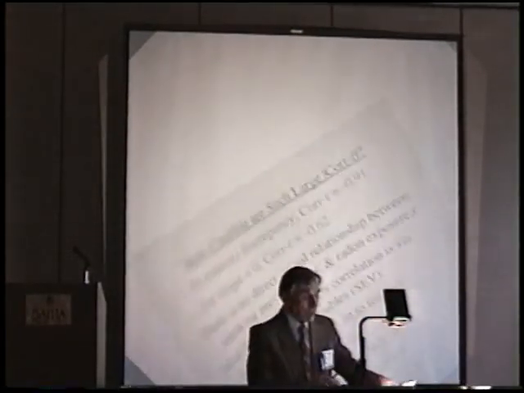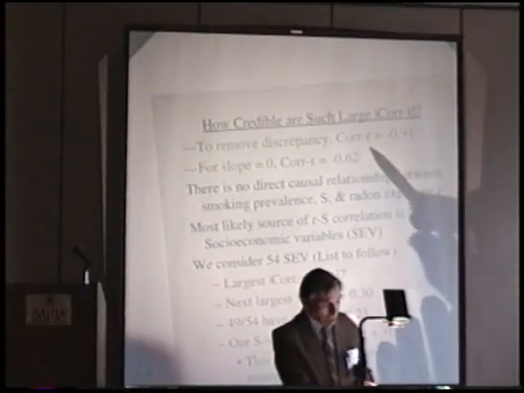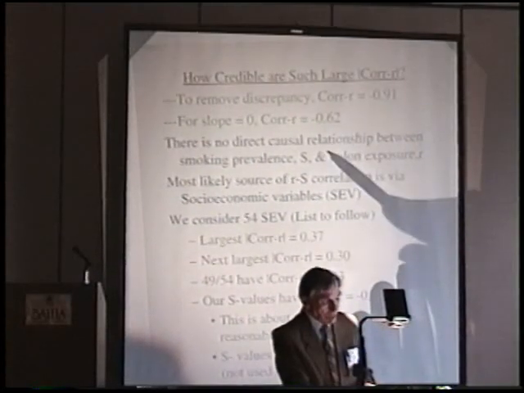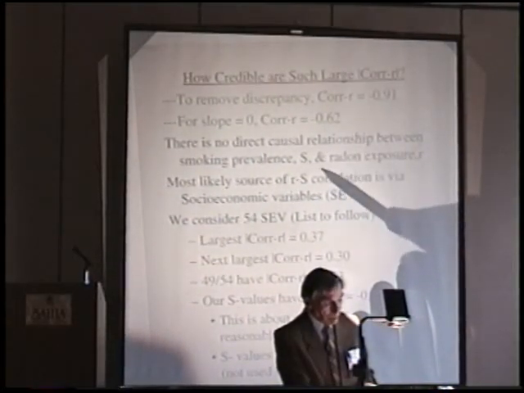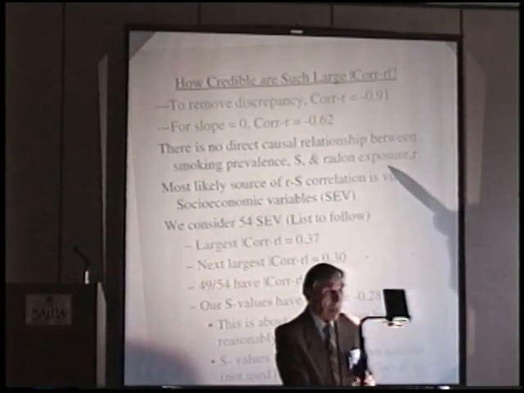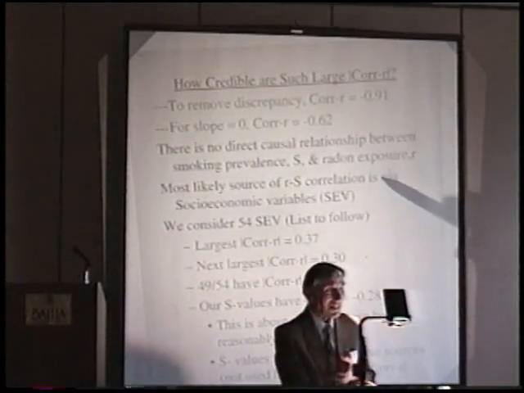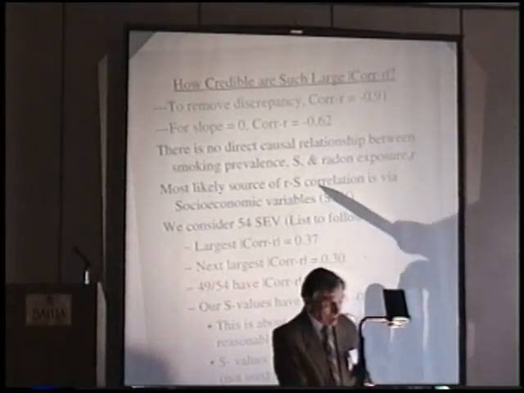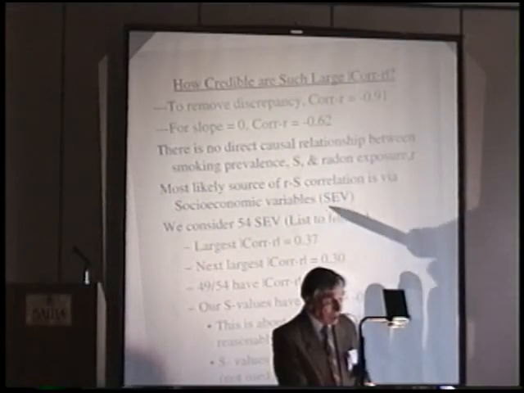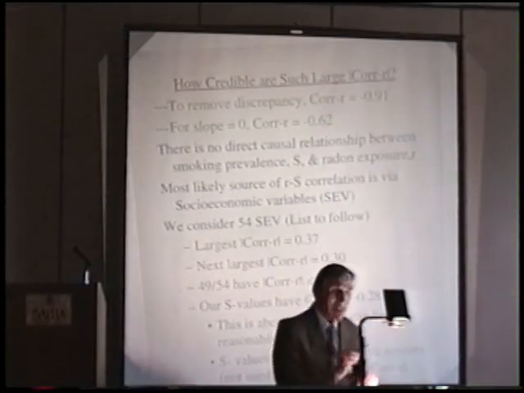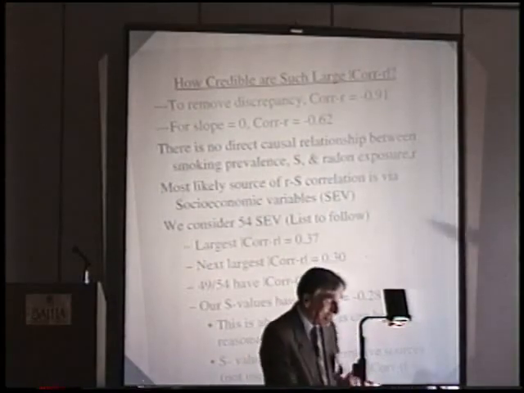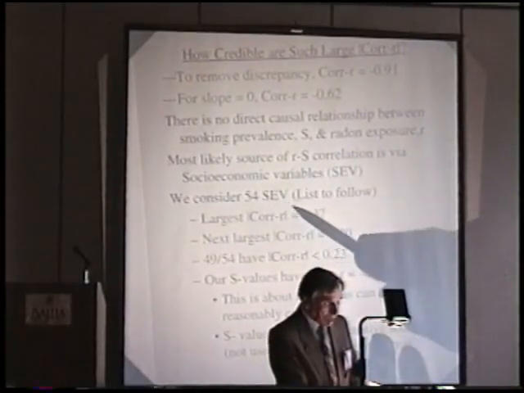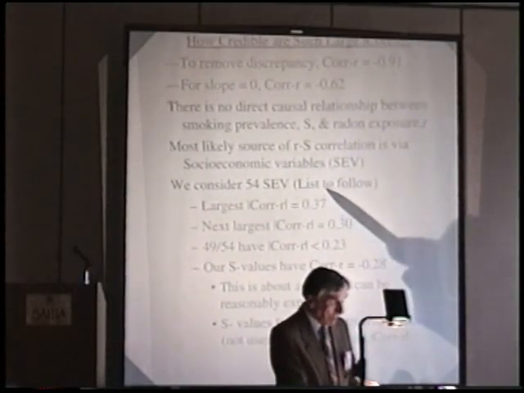So the question is, how credible is this correlation, such a high correlation, this minus 0.91? Now, there's no direct causal relationship between smoking prevalence and radon exposure. I mean, smoking doesn't cause radon or anything like that. So the most likely source of a correlation between them is through socioeconomic variables, which I call SEV. It's another thing you've got to remember for the next couple minutes. SEV means socioeconomic variables. Well, we considered 54 socioeconomic variables, and I'll show you a list of them pretty soon.